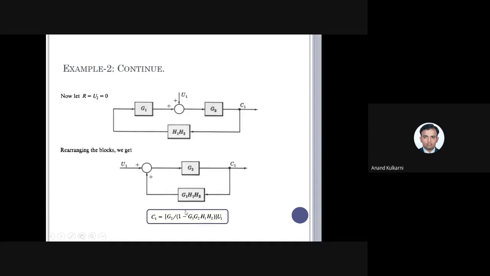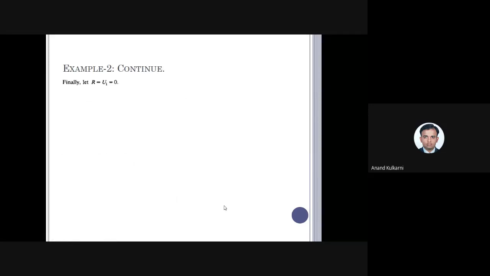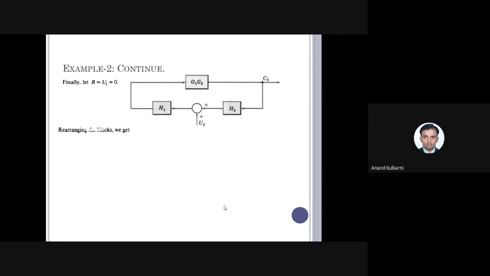So this is C in terms of U1. Similarly, C in terms of U2, because in this condition, R and U1 are made 0, and we get the block like this.